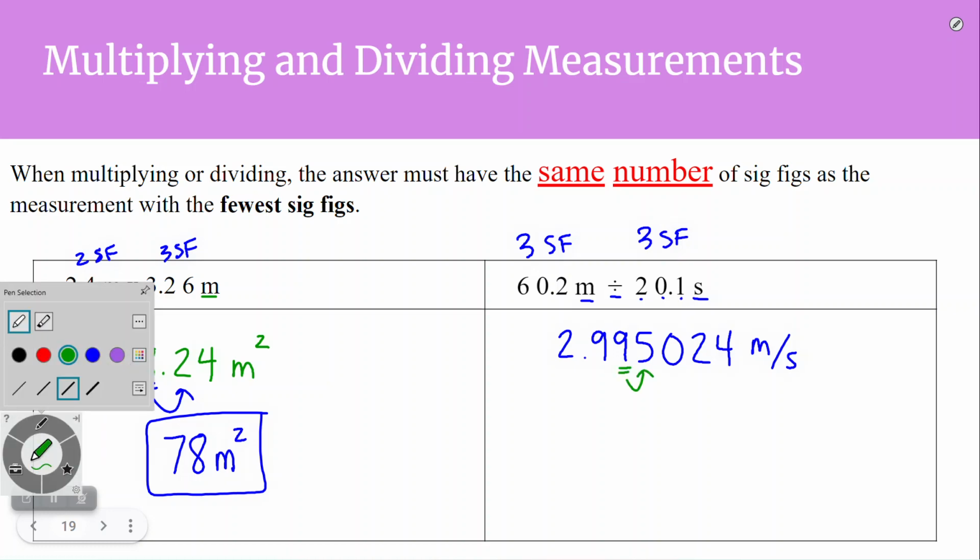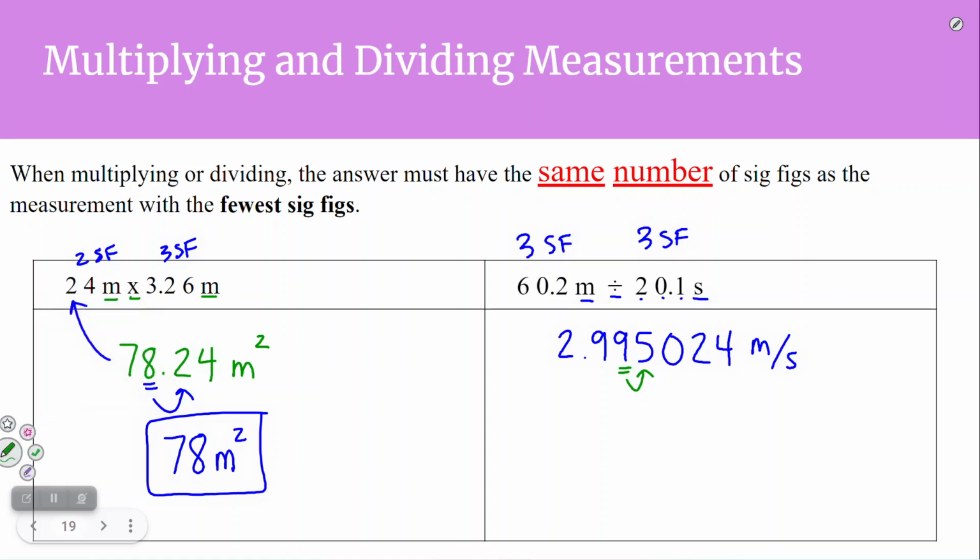Neighbor is a 5. Oh man, what do I do here? My 9 is going to turn into a 10, but then that's going to impact this 9, which turns that into a 10, which then impacts the 2, which turns it into a 3. So this is going to be reported like this. That is 3 significant figures, and it's appropriately rounded based upon the number of sig figs in each measurement.